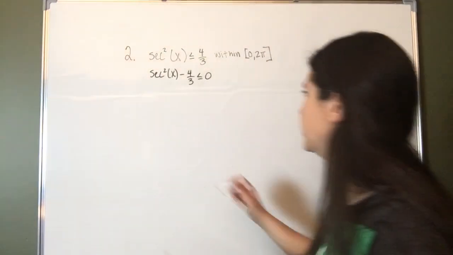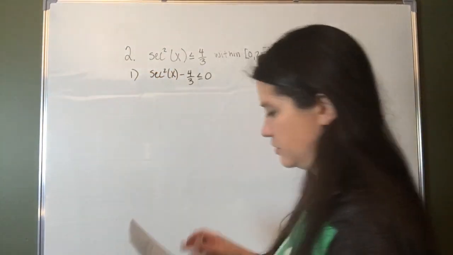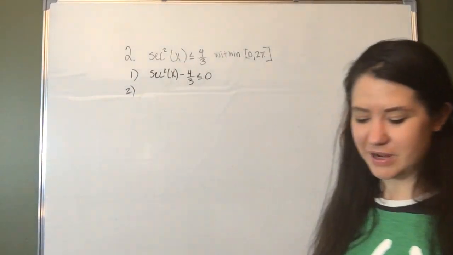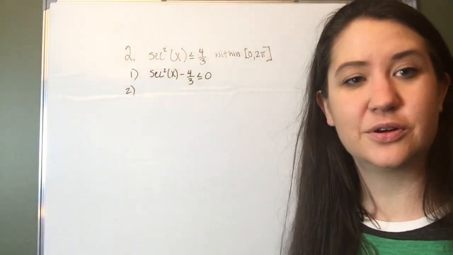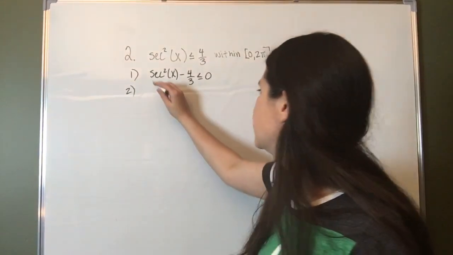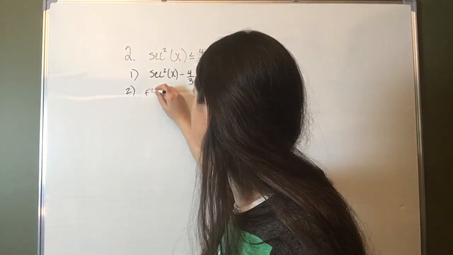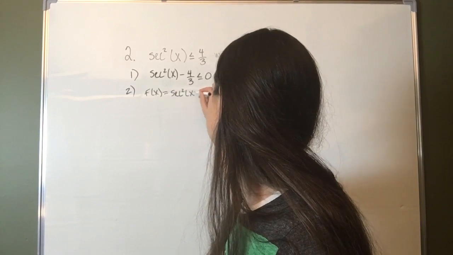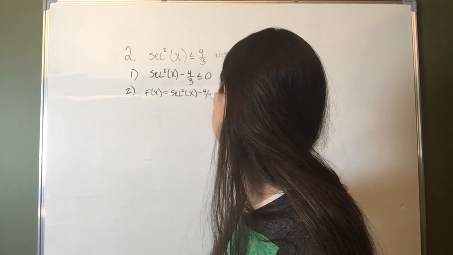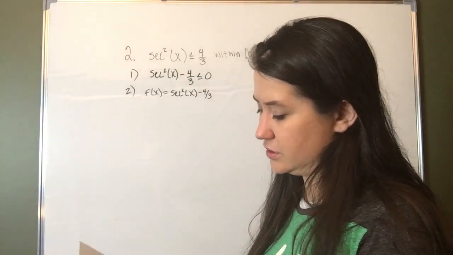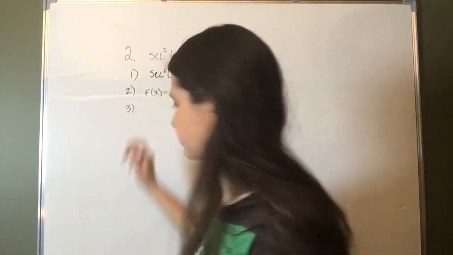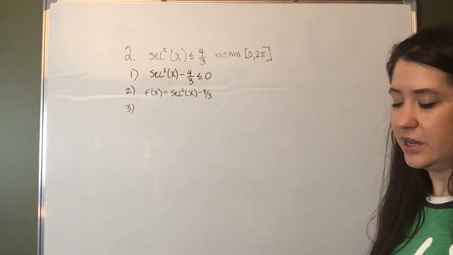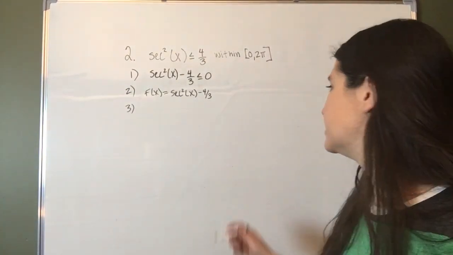Okay, so that was step number 1. Check. Step number 2. Write the non-zero side of the inequality as a function. So this left-hand side, we're going to give it a name. I'm going to call it f of x. And that's it. Step number 3. Find all of the zeros of the function and anywhere where it's undefined.